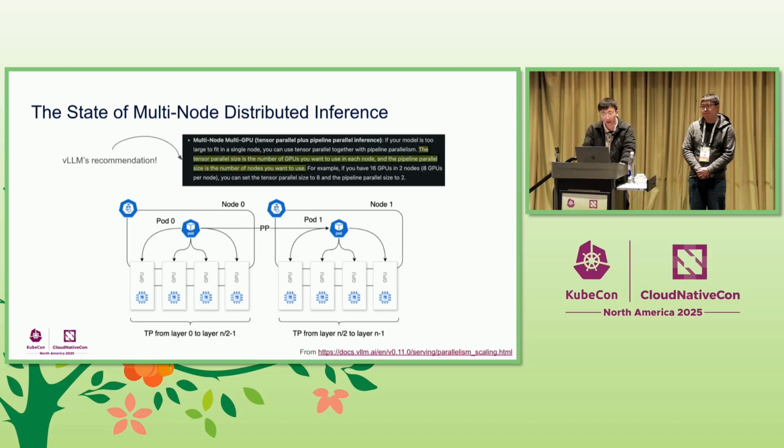In the real world, we don't simply pick one. We combine them together, and this is what leading frameworks like vLLM now recommend. The diagram shows the best practice hybrid approach. If you look at node 0, inside a node, we use tensor parallelism across all of its GPUs to run the first half of the model layers. Then we use pipeline parallelism to send the output across the network to node 1. Node 1 then uses its own tensor parallelism group to process the second half of the layers.